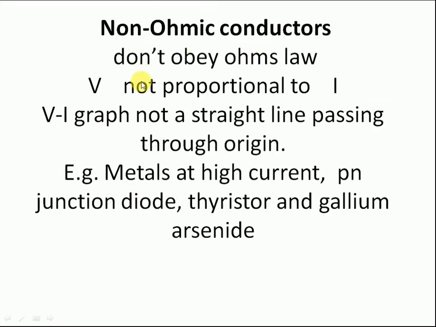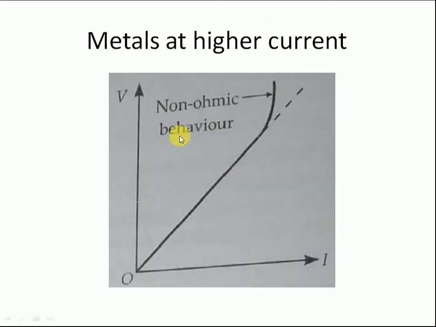Non-ohmic conductors are just the opposite of ohmic. They don't obey Ohm's law, V is not proportional to I, and the VI graph is not a straight line. Examples are metals also, they don't follow Ohm's law when the current is very high. We'll discuss it later. PN junction diode, thyristor and gallium arsenide, these are semiconductors. Let's see the graphs one by one.